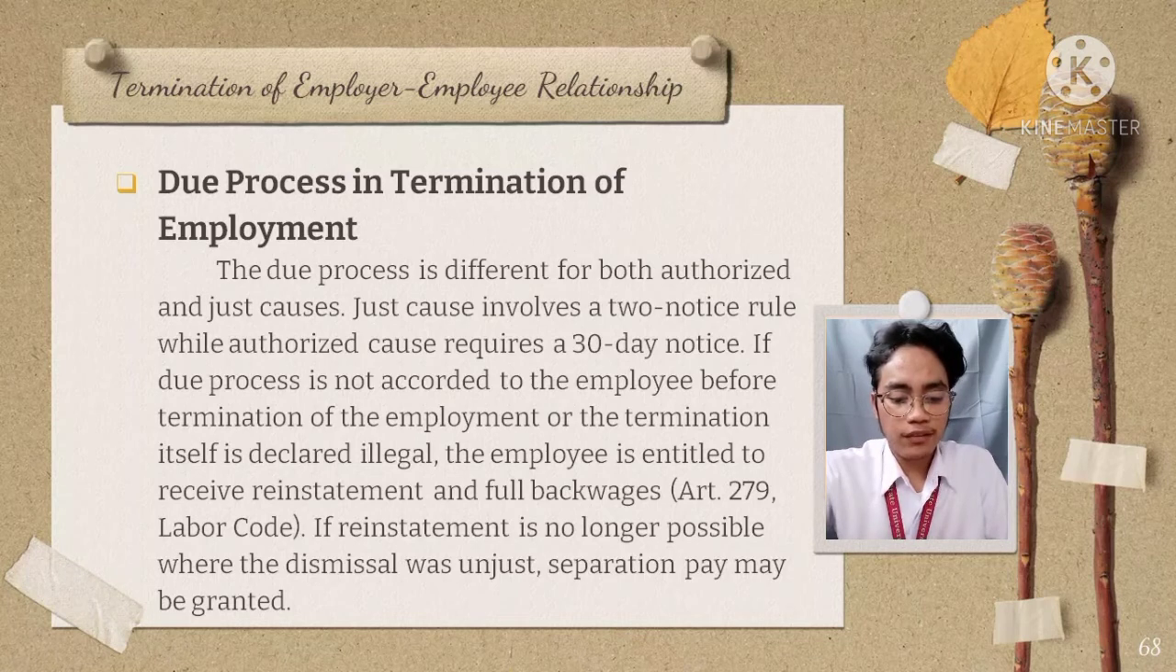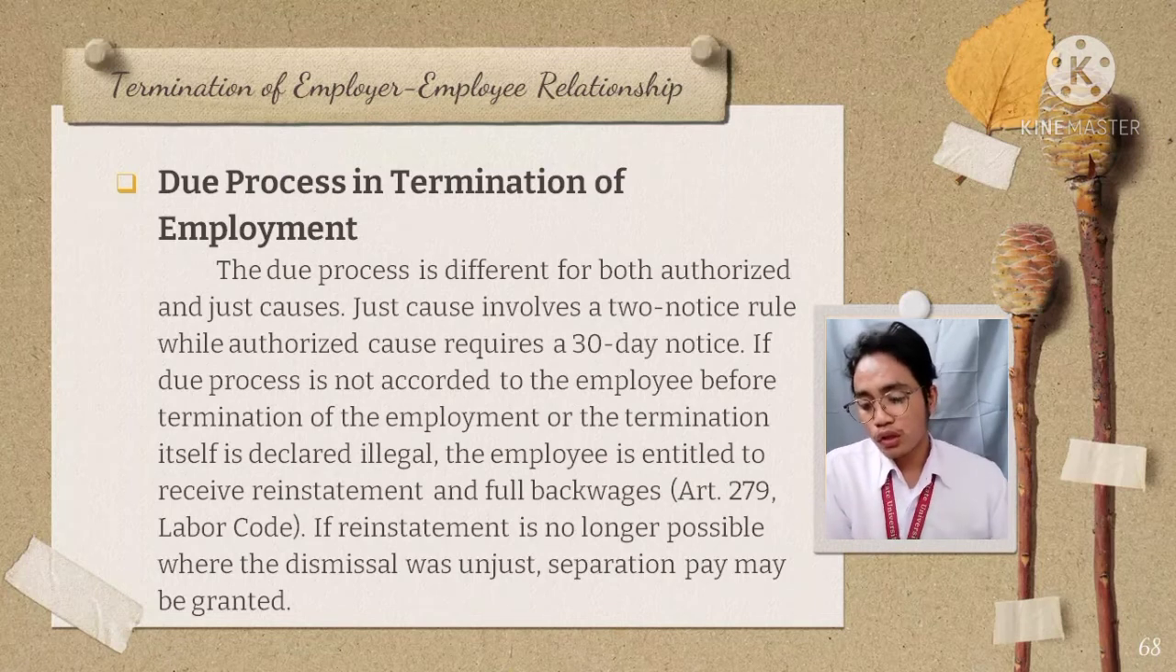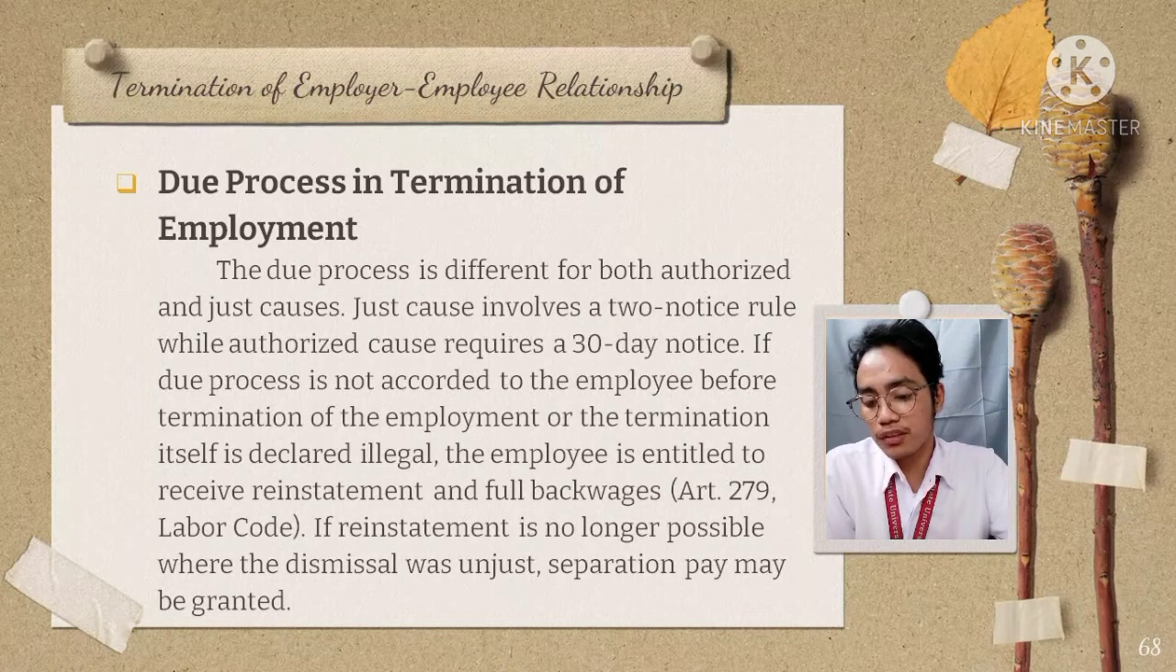Due process in termination of employment. The due process is different for both authorized and just causes. Just cause involves a 2-notice rule while authorized cause requires a 30 days notice. If due process is not accorded to the employee before termination of the employment, or the termination itself is declared illegal, the employee is entitled to receive reinstatement and full back wages, Act 279 Labor Code. If reinstatement is no longer possible where the dismissal was unjust, separation pay may be granted.